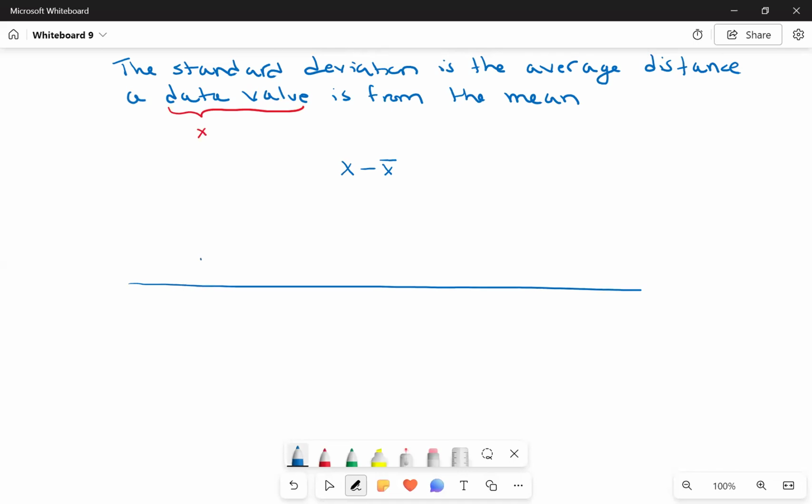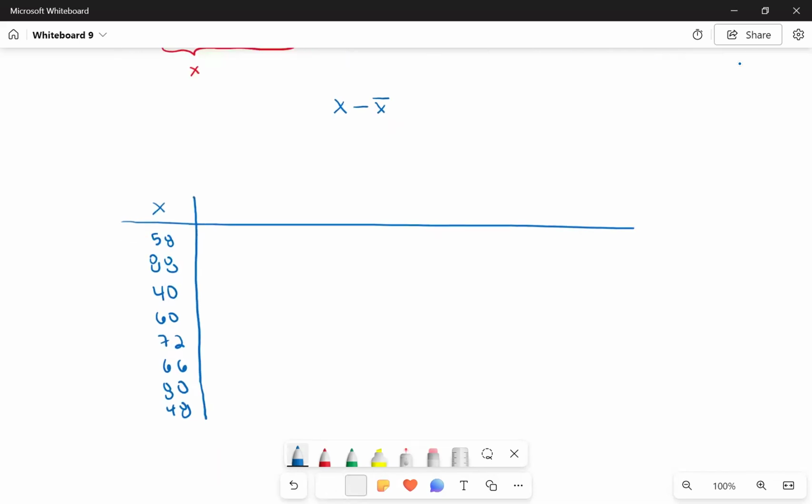I'm going to create a little table of the values that we had for the roller coaster. So I'm going to rewrite it here for us: 58, 88, 40, 60, 72, 66, 80, and 48. Now I'm going to take each data value and subtract the mean. Remember, the mean came out to 64. So I'm going to do each data value minus 64.